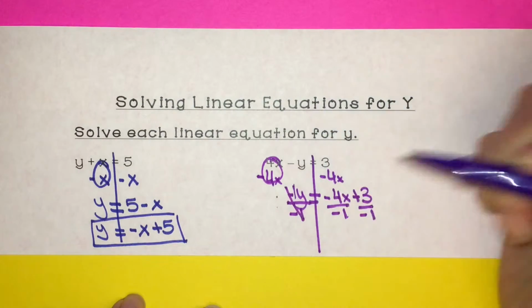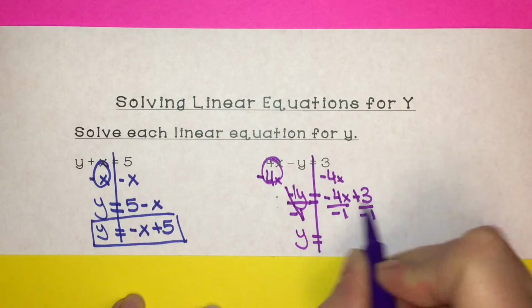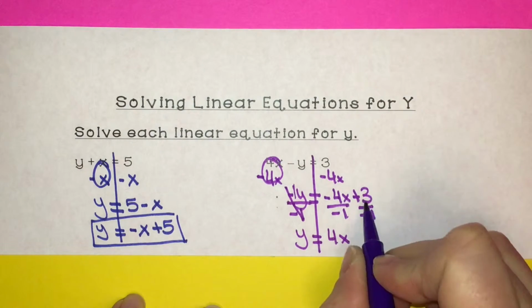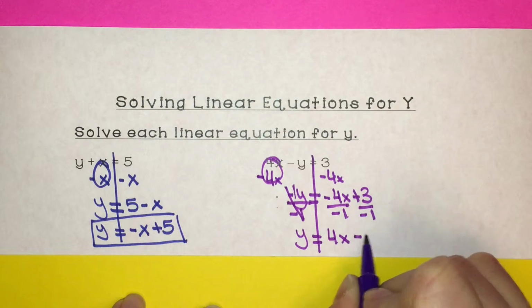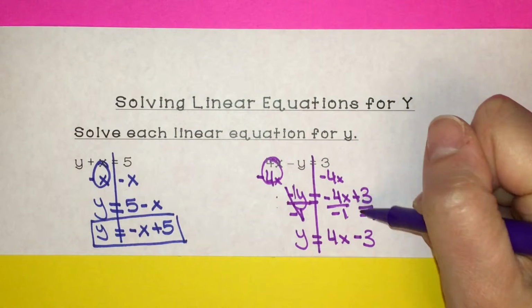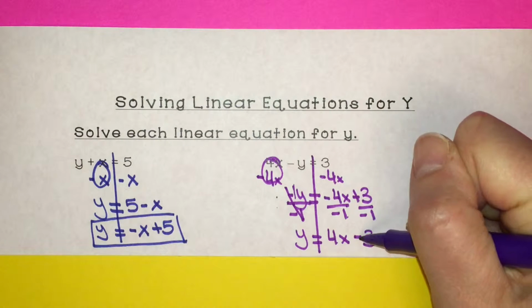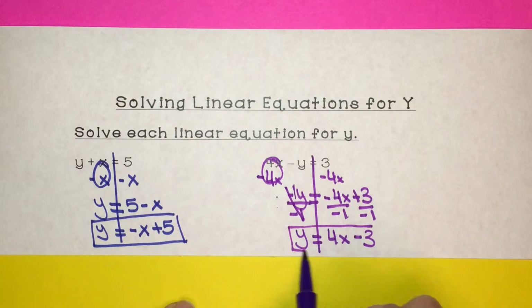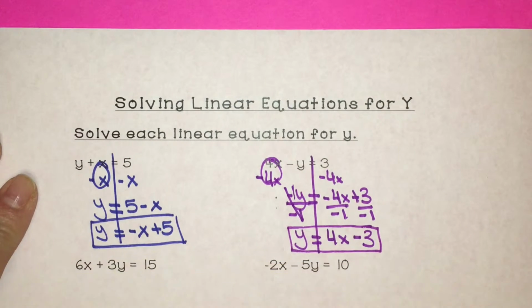Negative 1 divided by negative 1 is positive 1, so I'm left with y equals negative 4x divided by negative 1 is positive 4x. And 3 divided by negative 1 is negative 3. You could put plus negative 3, or you can just put minus 3, because a positive or plus divided by a negative leaves you with a negative or minus. Remember, negative and minus, you can think of them as sort of interchangeable. This is my answer.